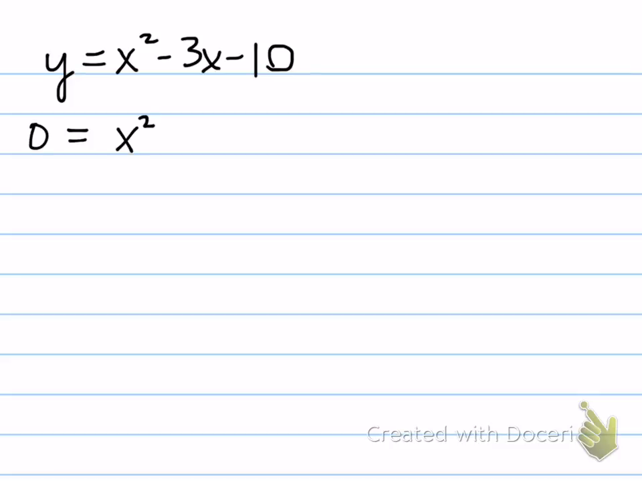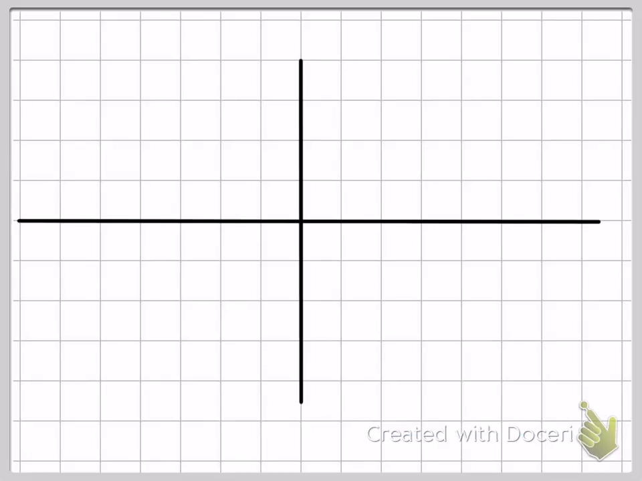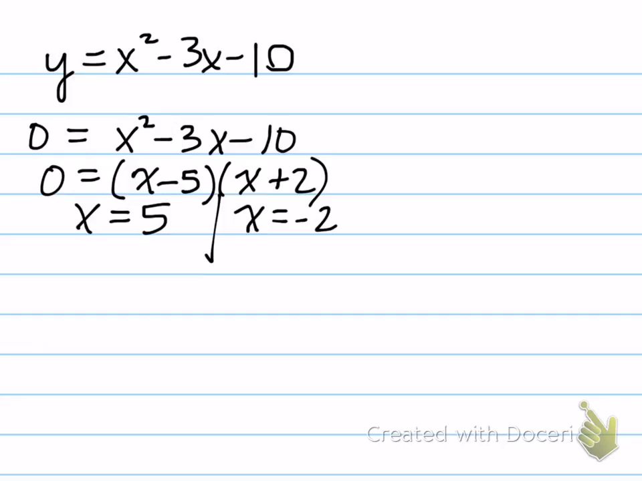The roots are found by setting it equal to 0 and then using the 0 property to factor. The factors of negative 10 that add up to negative 3 are negative 5 and positive 2. By setting each of these equal to 0, this would give us results of positive 5 and negative 2. And we'll put those on the graph, and we know the parabola goes through those 2 points.